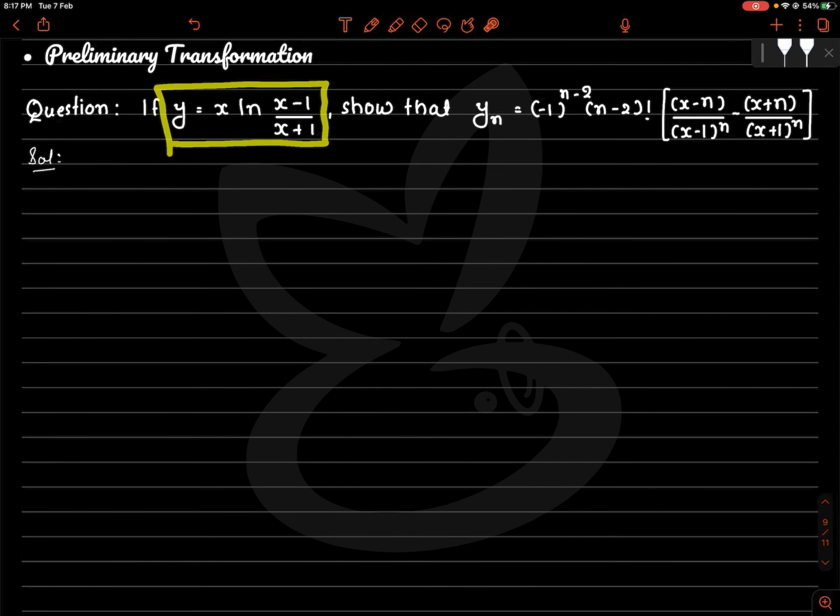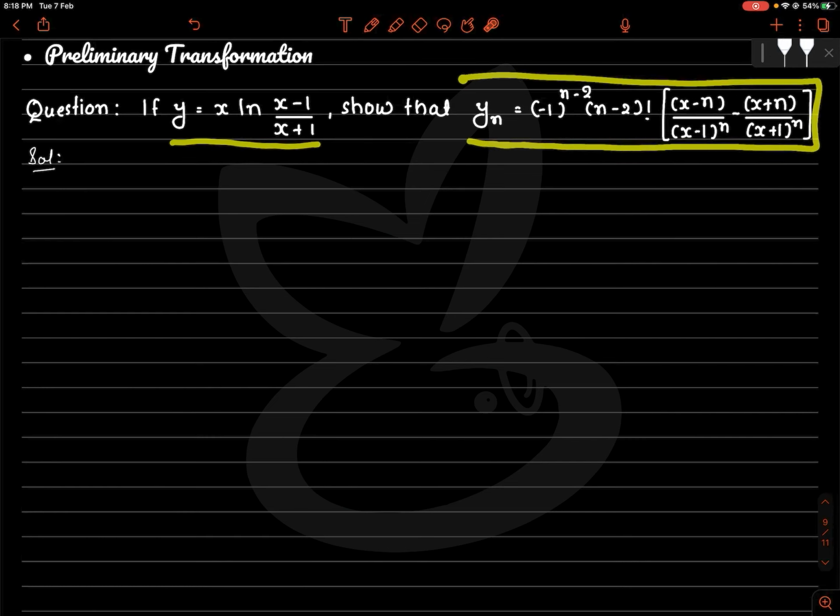Two functions are multiplied. One is algebraic and one is logarithmic. Looking at this function prima facie, we can deduce we have to use the preliminary transformation method to separate both of these functions and bring them to standard form. So we can use the formula to find the nth derivative. The function is given and we have to prove the nth derivative is like this.